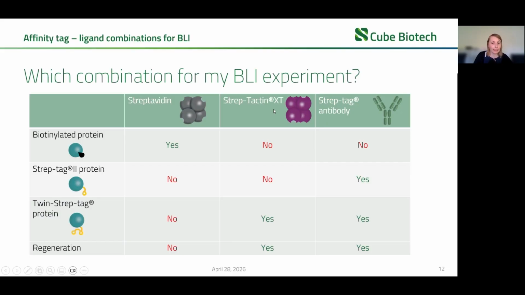For Strep-Tactin XT, you choose a Twin-Strep-tag protein for efficient immobilization, and here you can easily reuse the biosensors. And if you now have a Strep-Tag2 protein and you don't want to change the tag, you have the alternative of going to the Strep-tag antibody, which is suitable for both the Strep-Tag2 and the Twin-Strep-tag. And here you can also regenerate the probes.